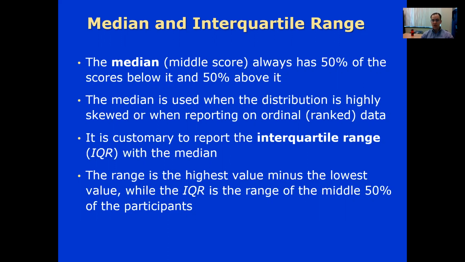Now, it's also customary to report the interquartile range, represented as IQR, with the median. The range is the highest value minus the lowest value, and for IQR it covers the middle 50% of the participants. So you're really going to be reporting the 25th to 75th percentile.